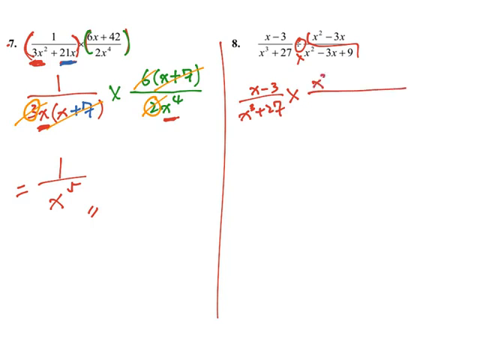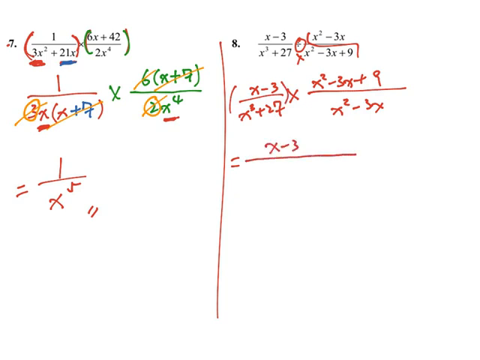Reciprocal, that means change the position. I just change the position up and down. And then next, we can simplify one by one. So this part first, so x minus 3.